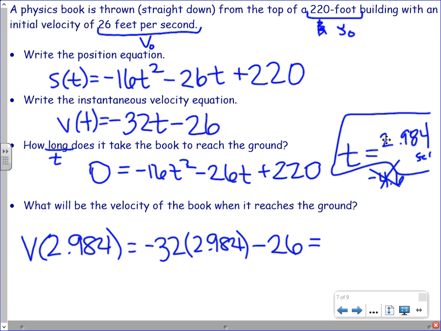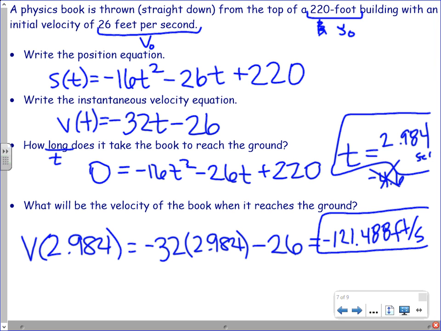Okay. What is our velocity? Say it. Negative 121.48. And your label would be feet per second, because we're talking about our height in feet changing over time in seconds.